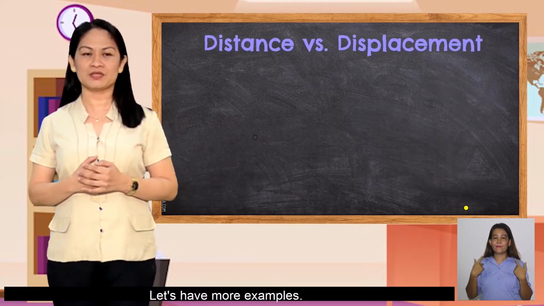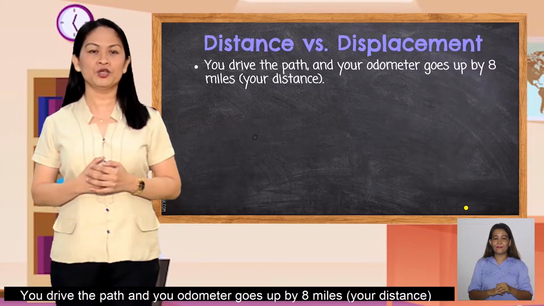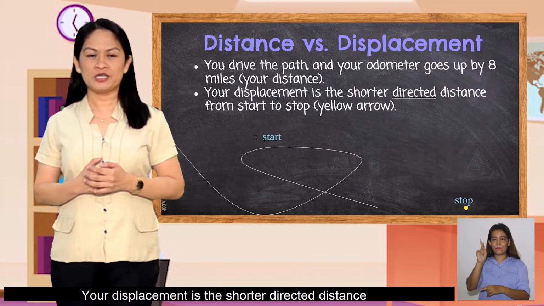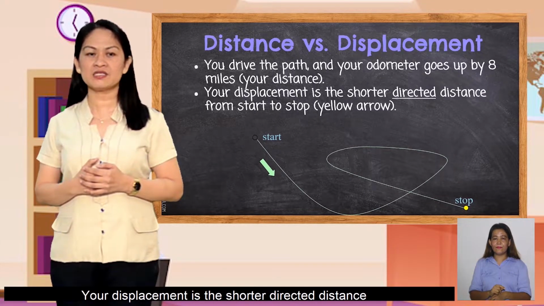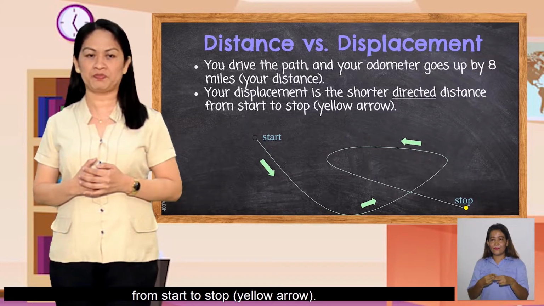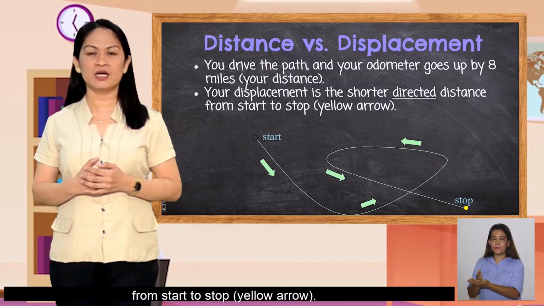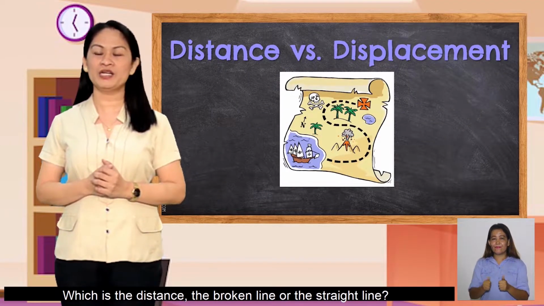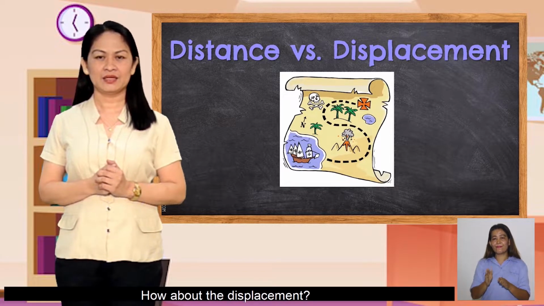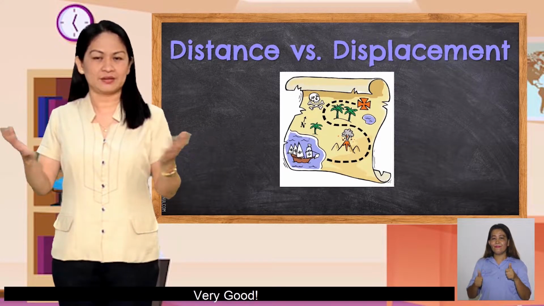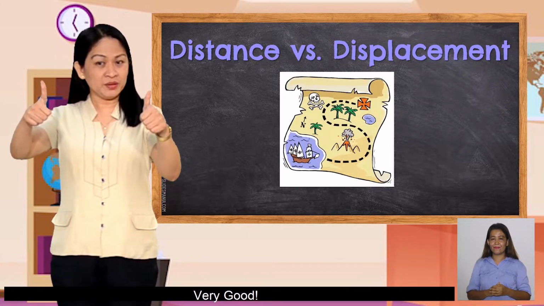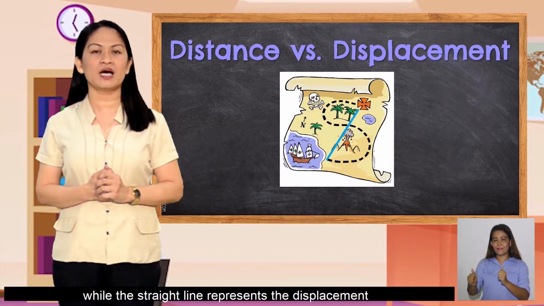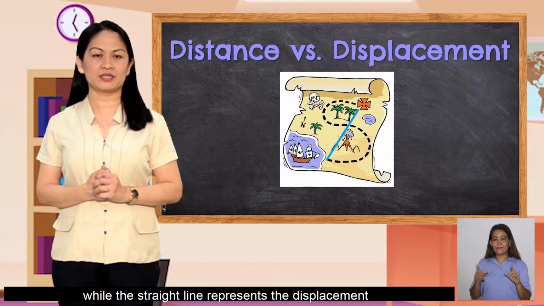Let's have more examples. You drive the path and your odometer goes up by 8 miles, your distance. Your displacement is the shorter directed distance from start to stop. That is the yellow arrow. Which is the distance? The broken line or the straight line? How about the displacement? Very good. The broken line represents the distance, while the straight line represents the displacement.